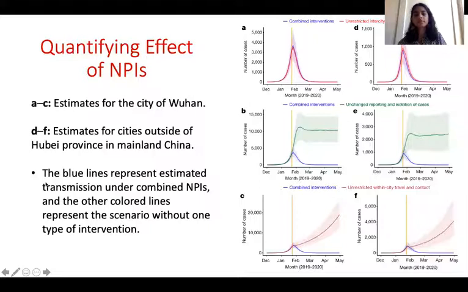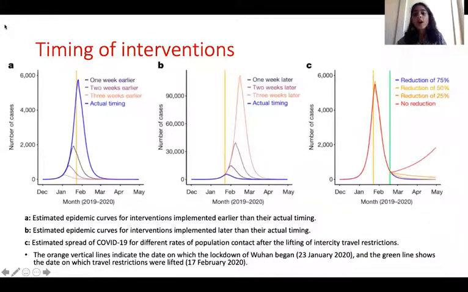The authors of this study also look at the timing of interventions. So they use their data in their model to estimate the epidemic curves for interventions implemented either earlier or later than their actual timing. So for A, we can see that they look at what it would look like if NPIs were implemented 1 week, 2 weeks, or 3 weeks earlier than their actual timing. And we can see that compared to the actual number of cases with the NPIs, which is in the bright blue, if NPIs were implemented 1, 2, or 3 weeks earlier, the number of cases do drastically fall.